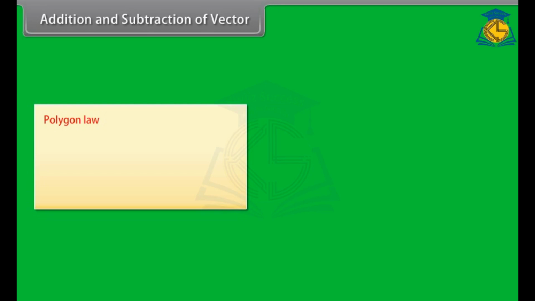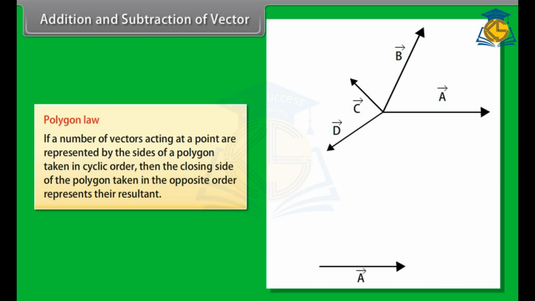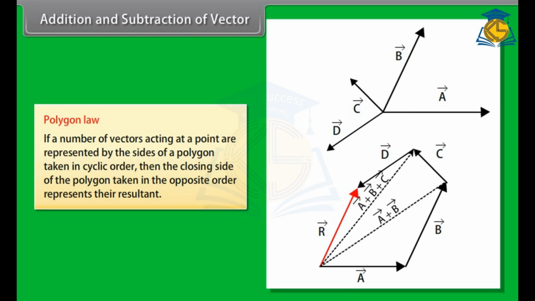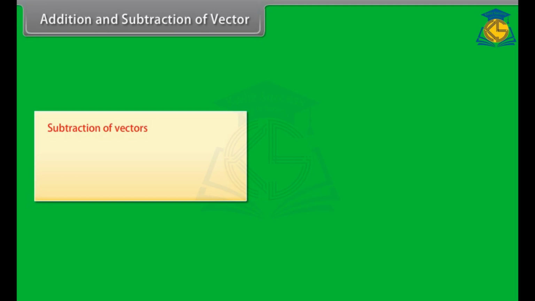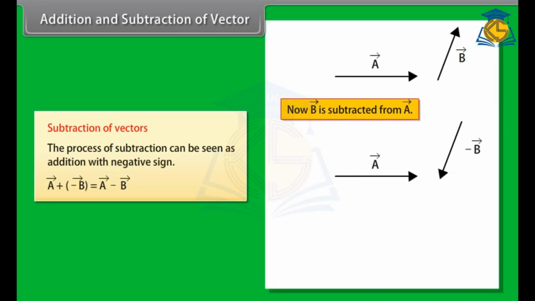C. Polygon law. If a number of vectors acting at a point are represented by the sides of a polygon taken in cyclic order, then the closing side of the polygon taken in the opposite order represents their resultant. Subtraction of vectors. The process of subtraction can be seen as addition with negative sign given by.